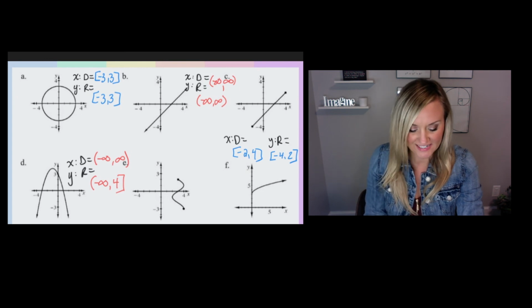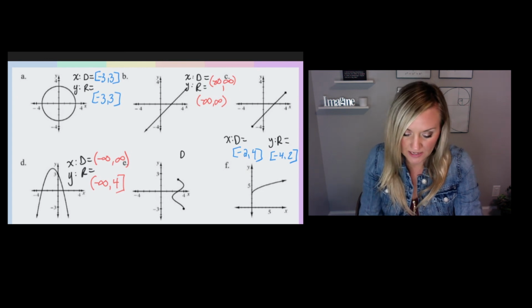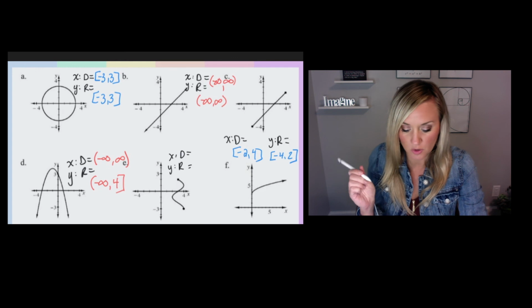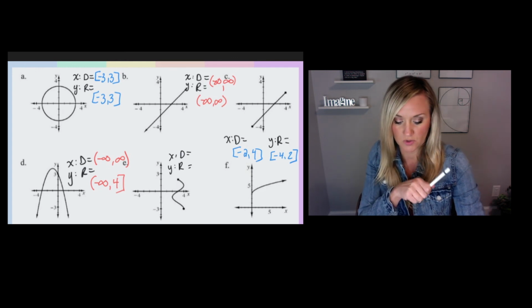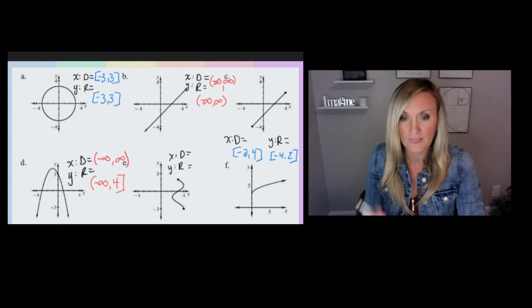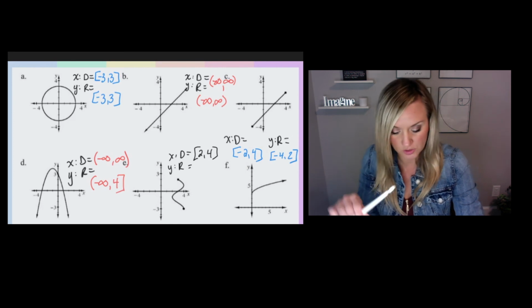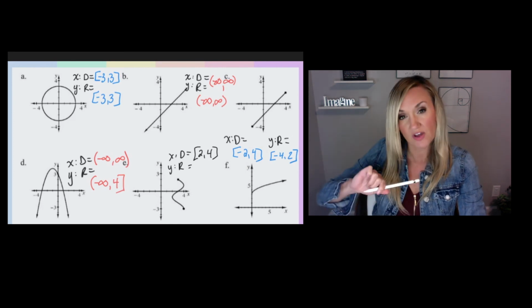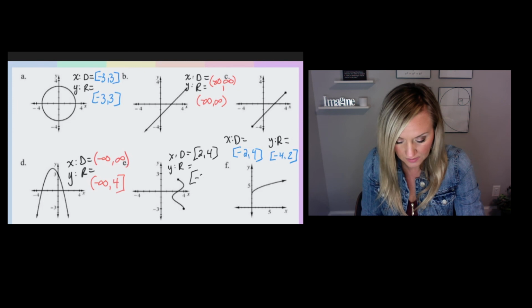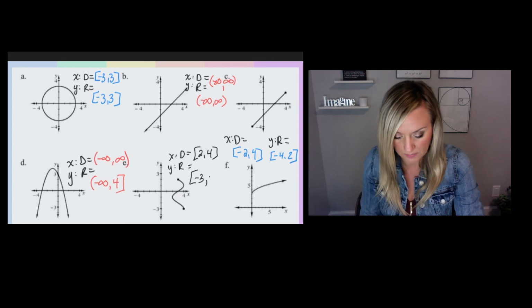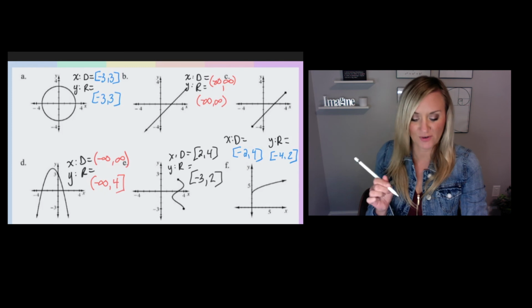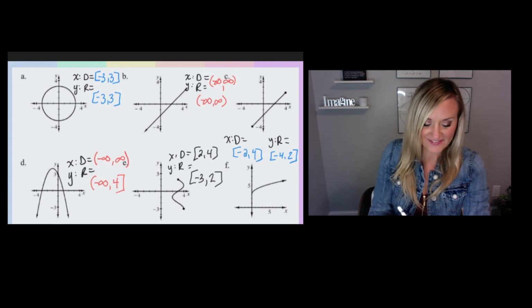All right, next example, domain, range, x, y. For this example, the domain is all the values from 2 to 4. And it's a hard 2 to 4, right? So we're going to do +2 to 4. And then for the range, it looks like the lowest value would be -3, and the highest value would be +2. Great.